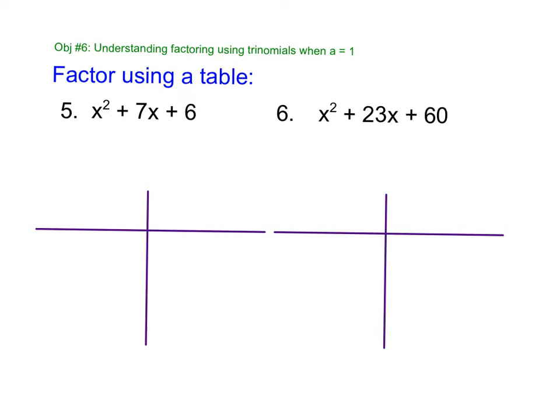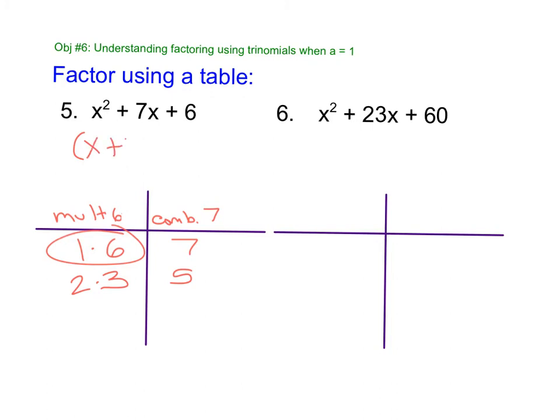All right, so we are multiplying to 6, combining to 7. I said 60, it's 6. The next one is 60. I had it in my head. All right, so what are the numbers that multiply to 6? 1 times 6 and 2 times 3. So this one probably you could have thought of in your head. It's got to be the 1 and 6. x plus 1 times x plus 6.